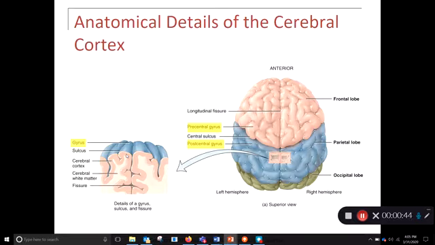Another landmark that you want to care about is a sulcus. A sulcus is that indentation into your cerebral hemispheres. Finally, you have something called a fissure, which is much less prevalent. In fact, you can count how many fissures are in your brain on one hand. A fissure is just a lot deeper than a sulcus. One example of a fissure is this longitudinal fissure that divides the two cerebral hemispheres.